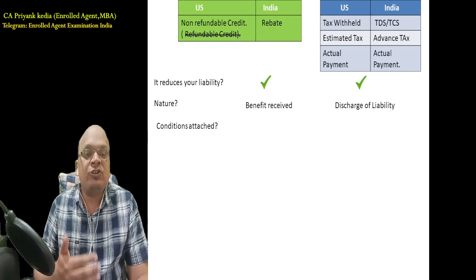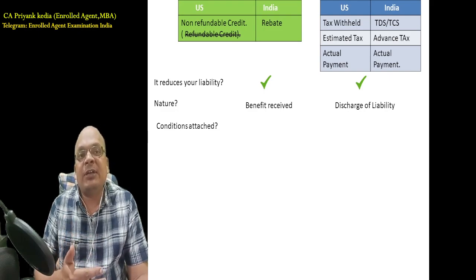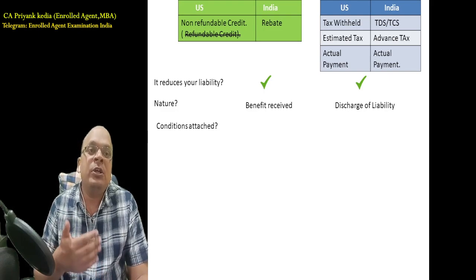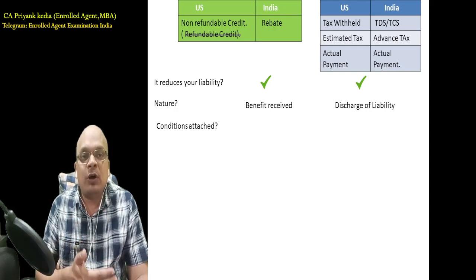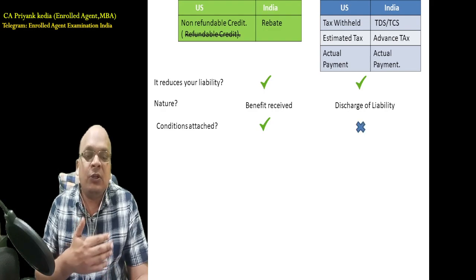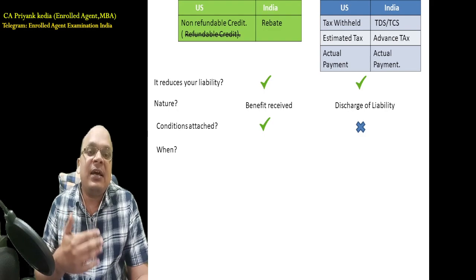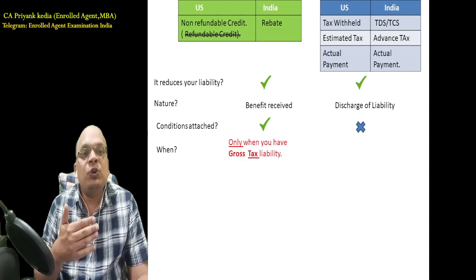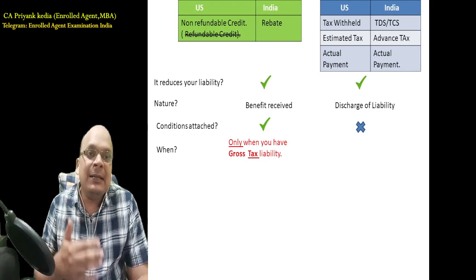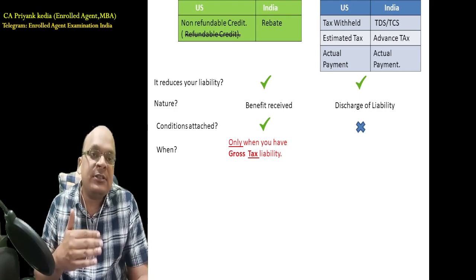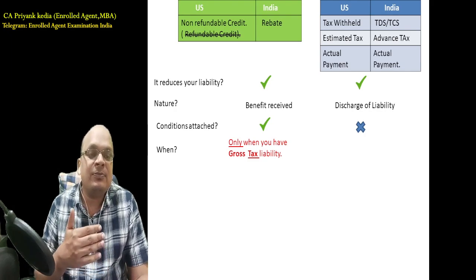Are there conditions attached? There definitely are. For all non-refundable credits, there are conditions attached. Only when you fulfill those conditions are you eligible to claim those benefits as credit in your 1040 form. But for payments, there are no conditions attached. You have to clear off your liability. When does the benefit arise? Only when you have a liability towards your gross tax amount. Until and unless you have a gross tax liability, you cannot claim any non-refundable credit as benefit.